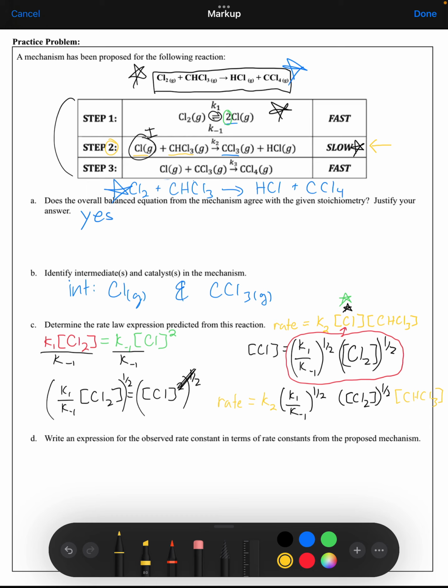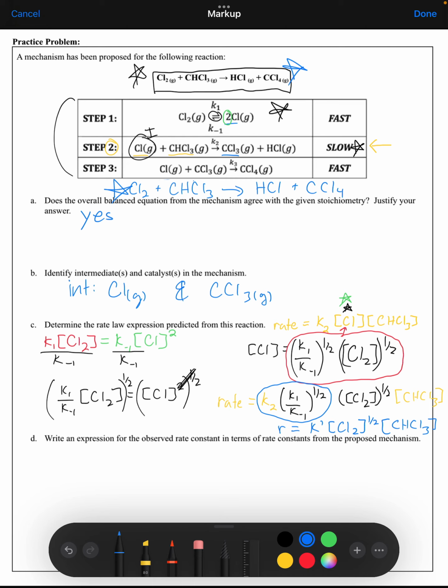So remember that we can always rewrite that, and we can combine our cool K values. And we're going to say that our rate is equal to K prime. And we are going to put in our concentration of Cl2 to the 1/2 times our concentration of CHCl3 as my simplified rate law. And that would be my answer.